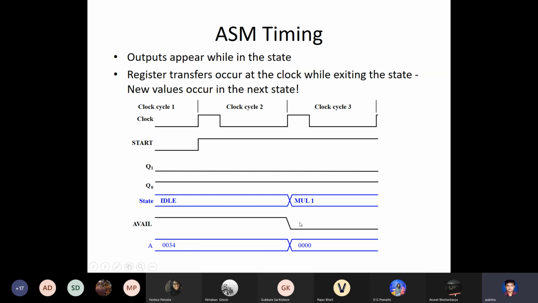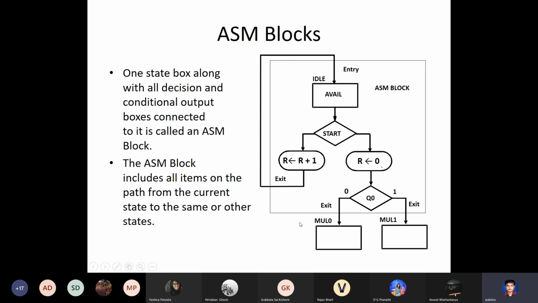Okay. So basically, this ASM chart is a synchronous or clocked version of a flowchart. At every clock, you move from one block to the next. That's why this block concept is there. This block basically means one clock cycle. One block means one clock cycle. So it moves from one clock cycle to the other.